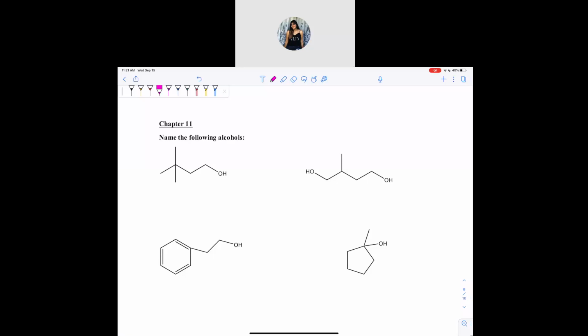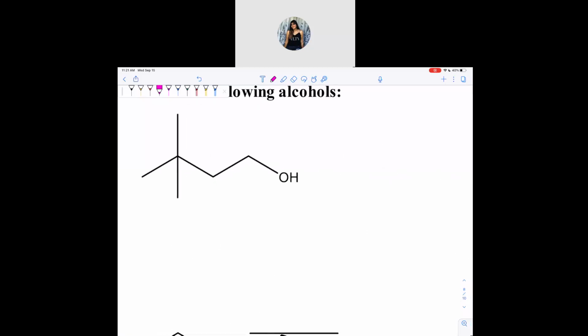Before we go into the actual practice problem set, I wanted to go through a couple naming questions with you guys. So let's start over here. We know that alcohols have the -ol suffix, and we know that the alcohol is usually the priority group, and so we want to make sure when we're numbering our chain, our alcohol is on the smallest number possible.